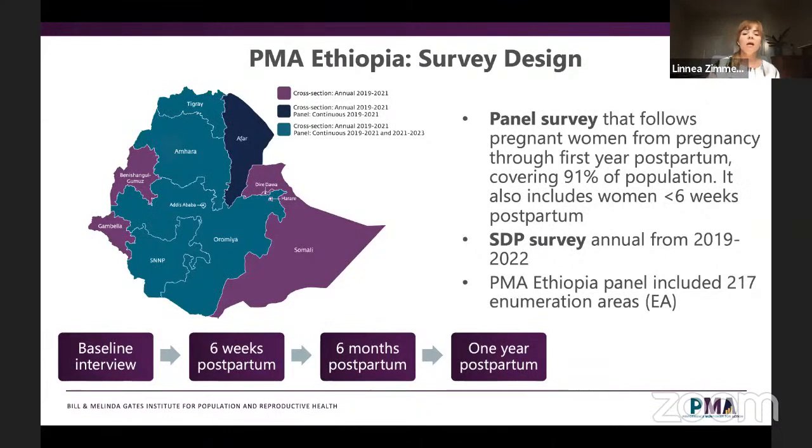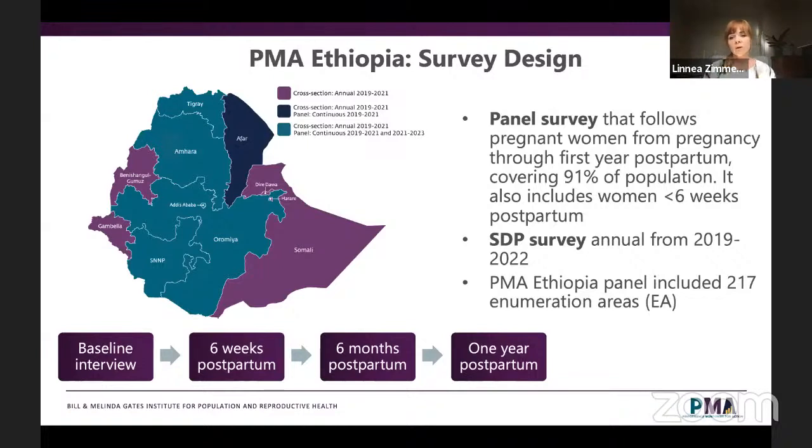I'm going to spend a little bit of time on the survey design because it's a little bit confusing. This project is part of Performance Monitoring for Action Ethiopia. It is the sister project from the first presentation. This project is a little bit different in that the content of the survey is much, much larger. It doesn't focus only on family planning, but includes primarily a focus on maternal and newborn care. And it has actually three components to it.